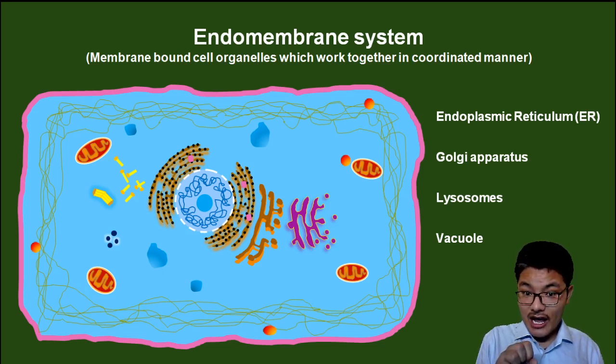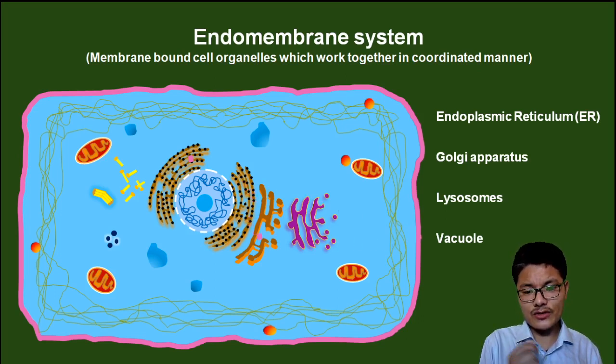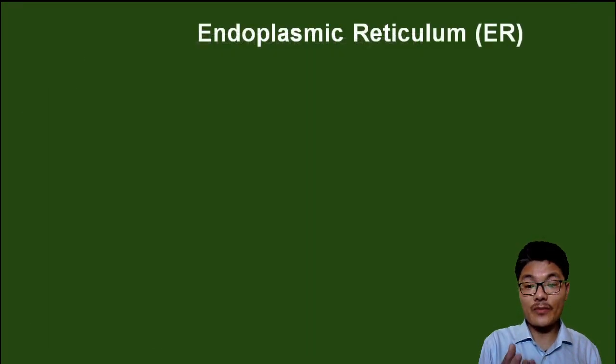So in order to synthesize cell membrane, first it requires protein and lipids. Cell membrane is a lipid bilayer. It requires protein and lipid, mainly lipids. So lipids and proteins which are synthesized by endoplasmic reticulum will be processed by your Golgi apparatus and sent to your cell membrane for building up the cell membrane. So this is how your membrane systems work together.